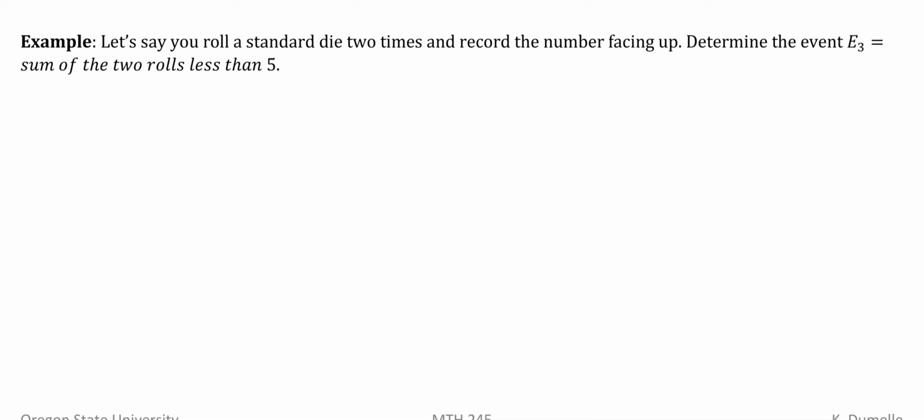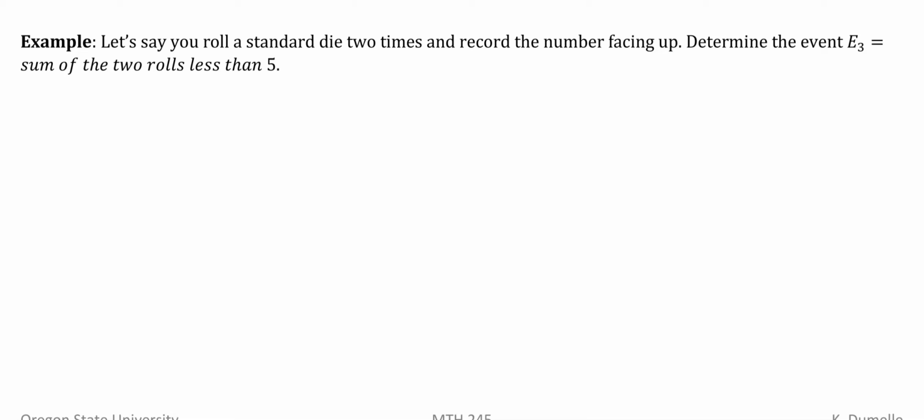In this video, we will list events of experiments. So here we have you rolling a standard die 2 times, and you're recording the number that's facing up. So you're recording 2 numbers. Determine the event E3, which is the sum of the 2 rolls being less than 5.